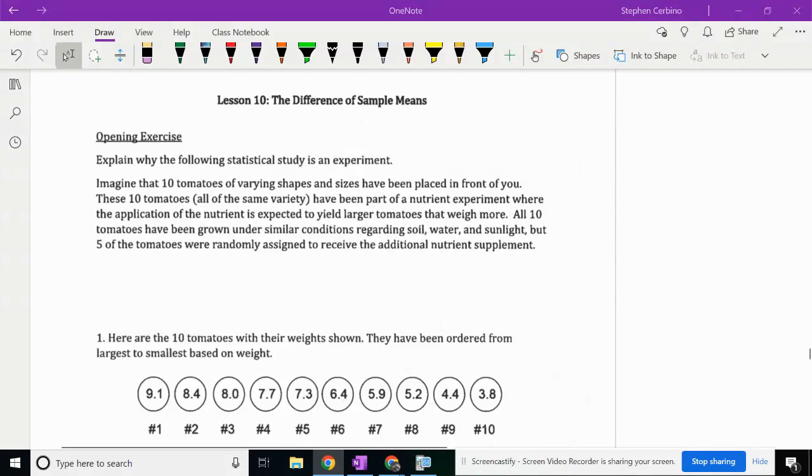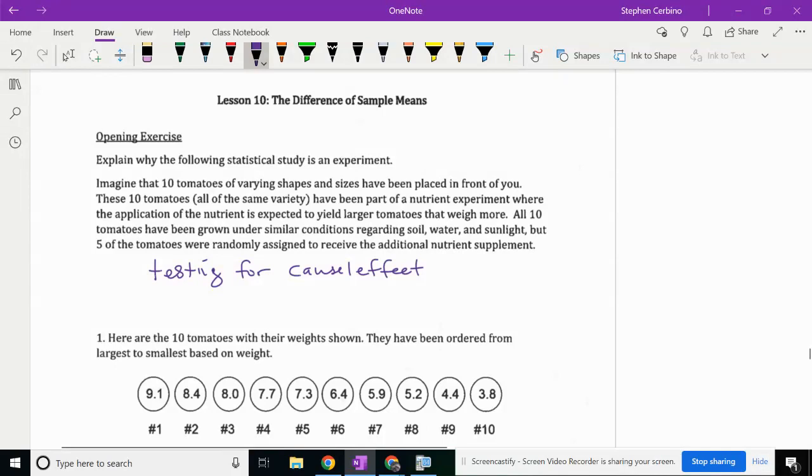So it says that we have these 10 tomatoes varying in shapes and sizes. Some of the tomatoes were given a nutritional supplement to yield larger tomatoes, and 10 were just in regular conditions. So the reason why this is an experiment, other than it says the word experiment in there, is we're testing for cause and effect. You could have said we're looking for a causal relationship.